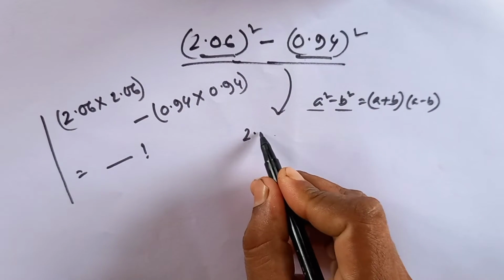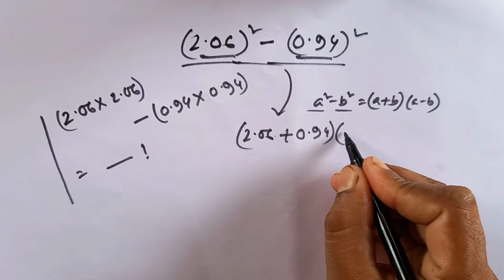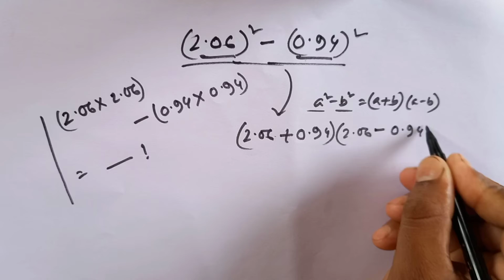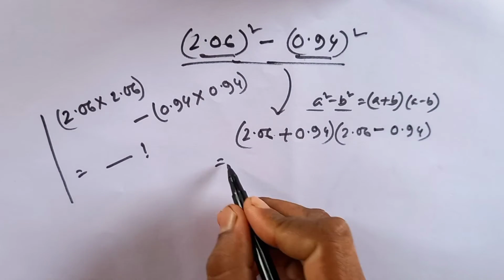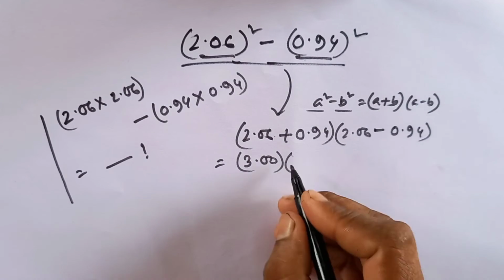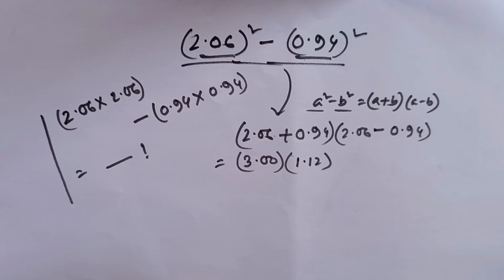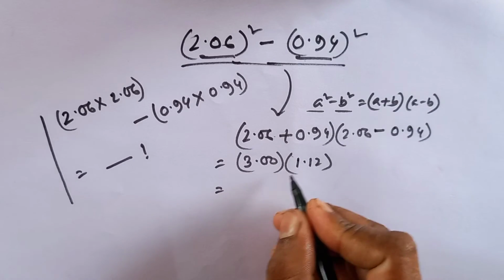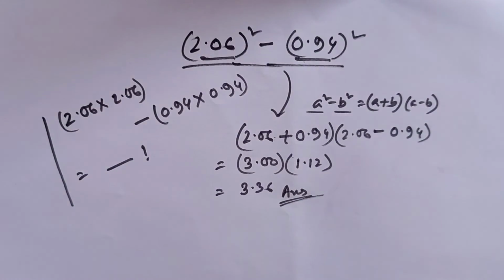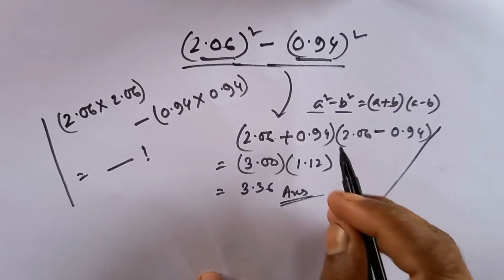So now 2.06 plus 0.94 into 2.06 minus 0.94. So now you plus this, so you get this, and you minus this, so you get the 1.25. So now you multiply this, so you get 3.36. Easily, that's the answer. So easily you can calculate this, the short method, if you use this formula.